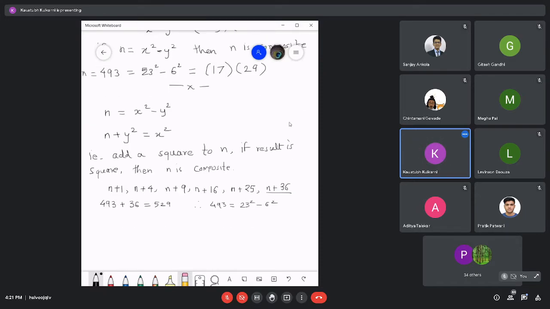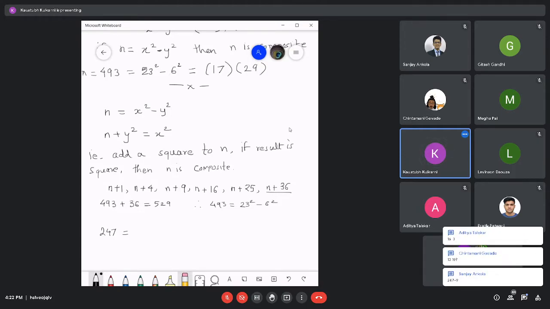I'll give you another example, a simple one. 247. Tell me the factors. Test for it, whether you can find the factors. Let me know. Very simple one actually. It is 256 minus 9.